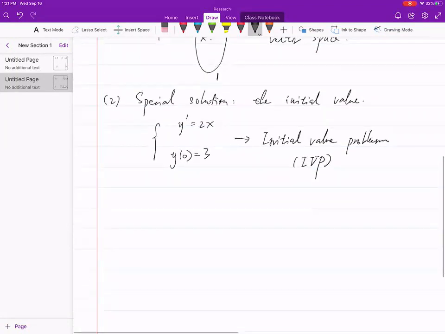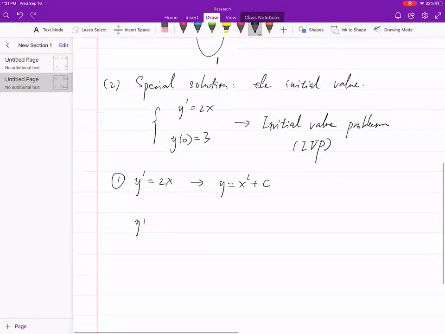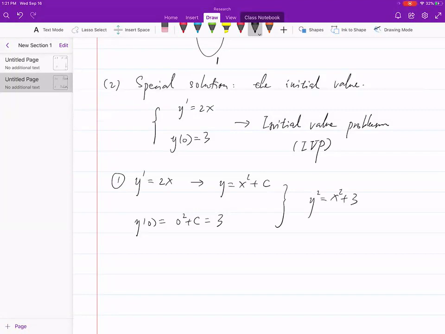Okay, then when you solve it, number one, solve the differential equation, get the general solution. Number two, use the initial value to get the value of the constant. So together, you get the final solution, but this time, you will not have any more constants. This will be a solution not to a differential equation, but to an initial value problem.